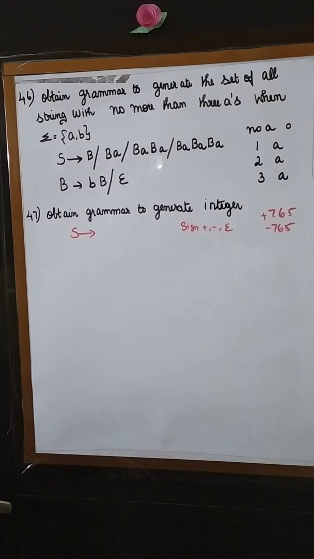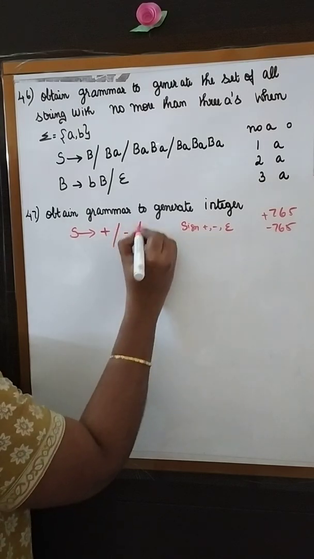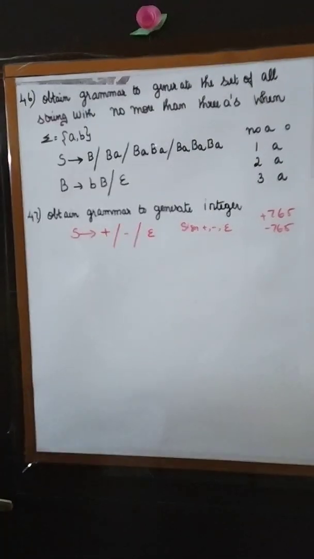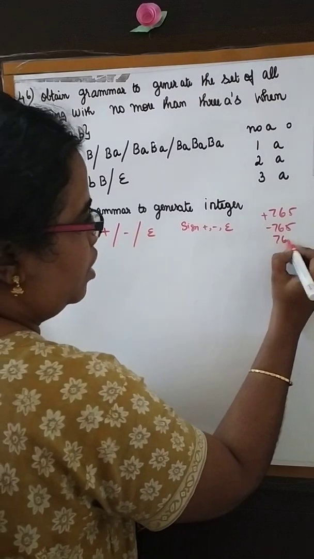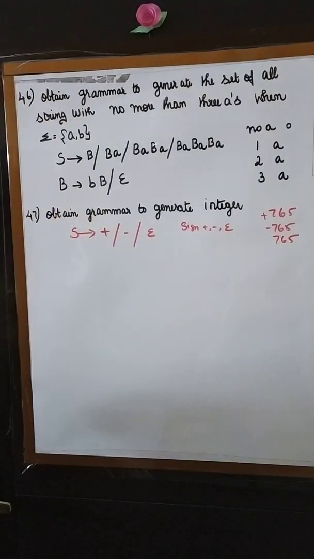So sign will be there. I am going to put it in my starting symbol. So either plus can be there, or otherwise minus, or otherwise null. Sometimes we will also write 765 without any sign, so that is why I am giving an epsilon. For sign we have done.